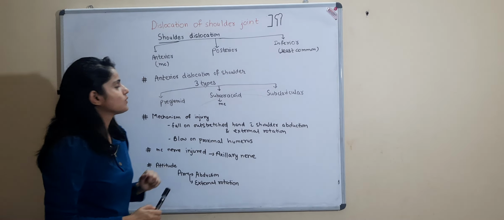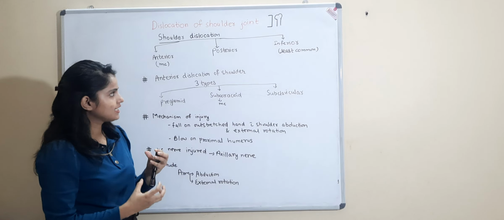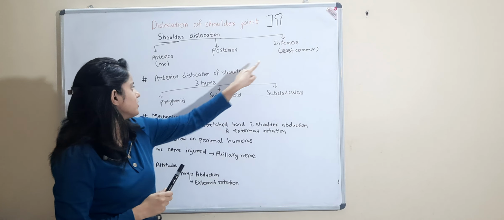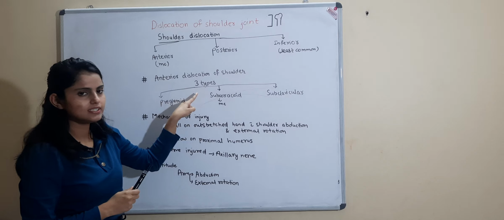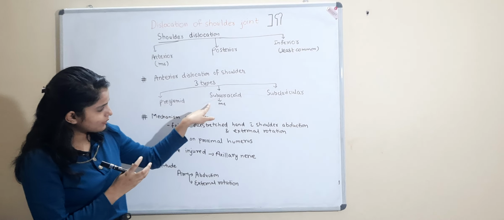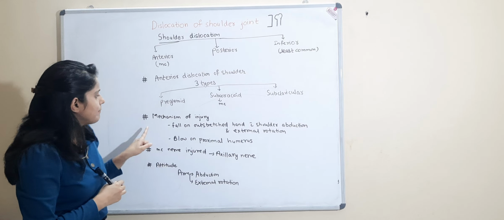Talking about shoulder dislocation, the shoulder can be dislocated anteriorly, posteriorly or inferiorly. Anterior dislocation is the most common and inferior dislocation is the least common. Anterior dislocation of the shoulder is of three types: pre-glenoid, subcoracoid, subclavicular. In this, most common is subcoracoid.